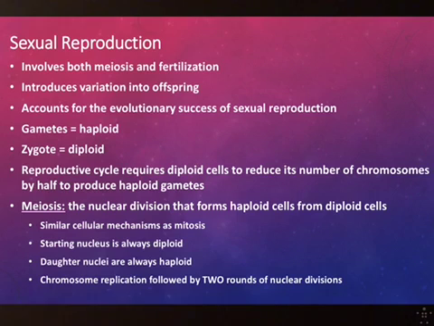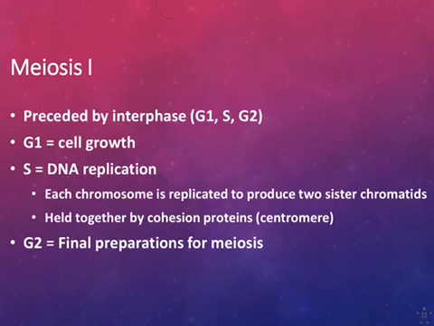The starting nucleus will always be diploid. However, all of your daughter nuclei will always be haploid. This is different than mitosis because mitosis starts with a diploid and produces a diploid. The chromosome replication is then followed by 2 rounds of nuclear divisions, where mitosis only had 1 round of nuclear divisions. So we call these 2 rounds either meiosis 1 or meiosis 2. So that's nice and simple.